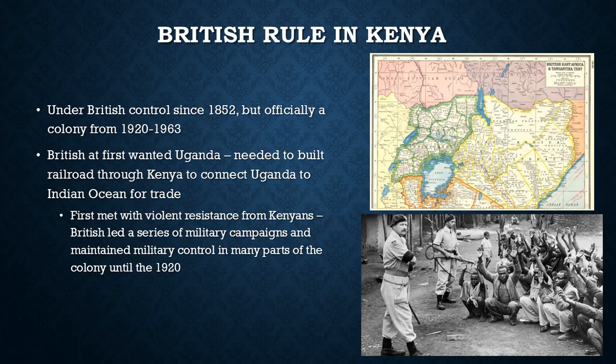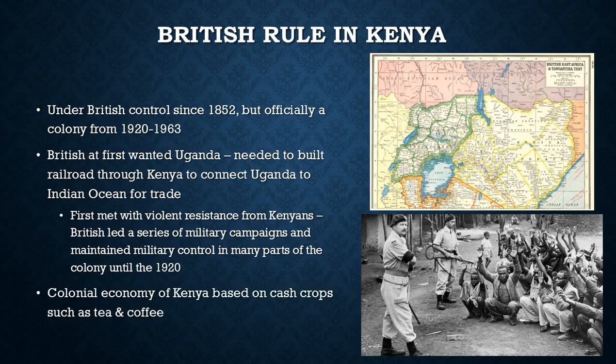However, that's why Kenya was not an official colony until 1920. But the Kenyan people, various groups that were living in what is now Kenya, met the British with violent resistance. So the British had to lead a series of military campaigns and maintain military control in many parts of the colony until 1920. For about 70 years, this was a military-controlled state because these people were fighting back so strongly and for so long that the British had to continue to fight back as well. So this colony did not come as easily as some of the other colonies, and for that reason, it was much more violent than the experience in the Gold Coast.